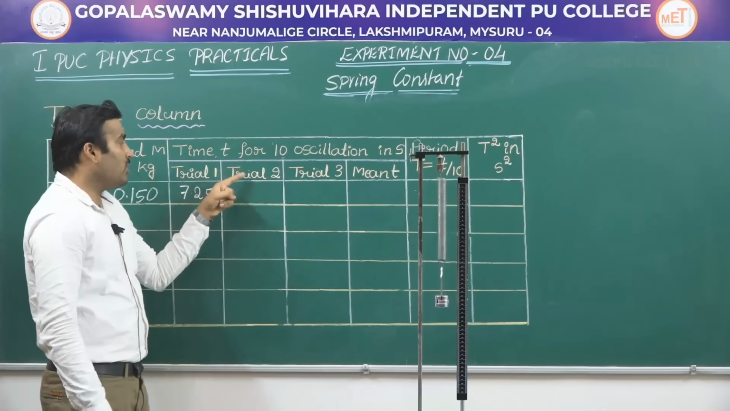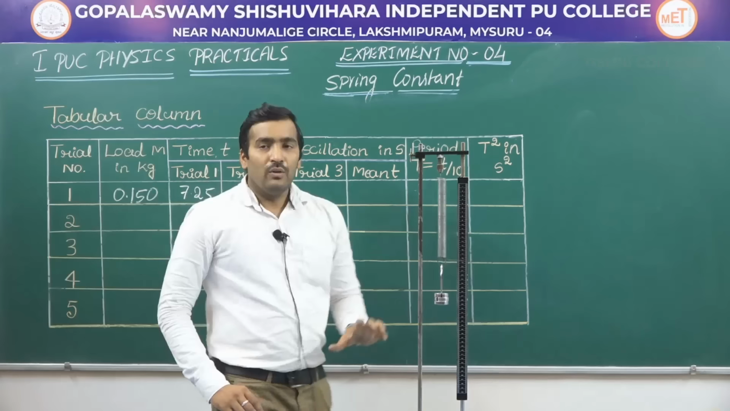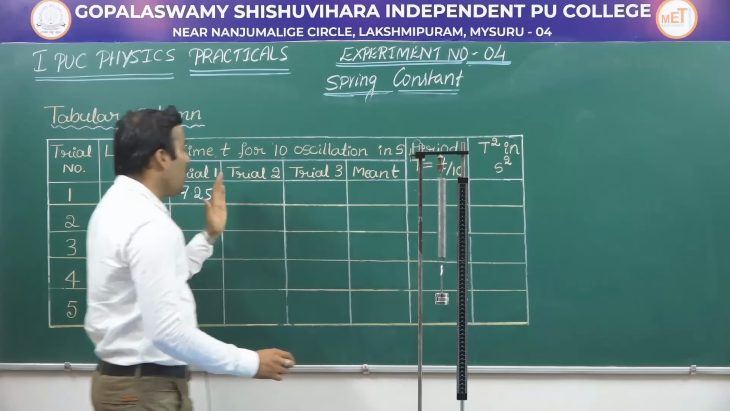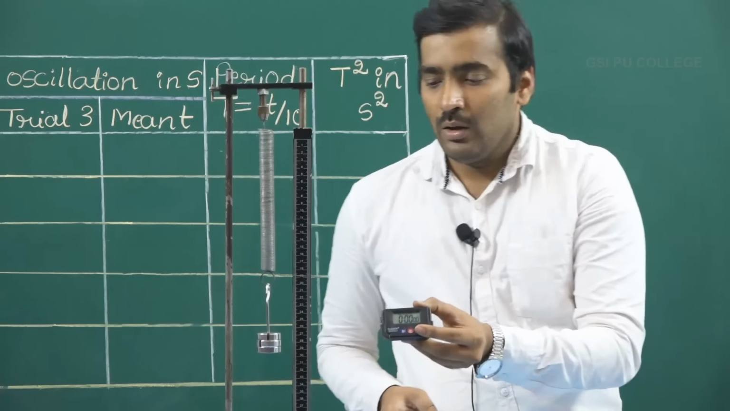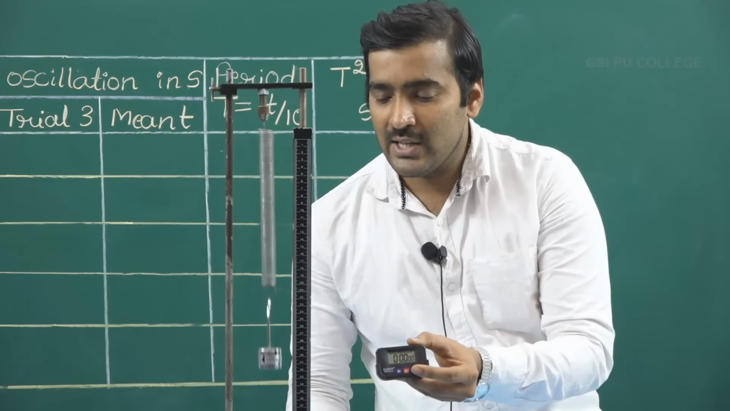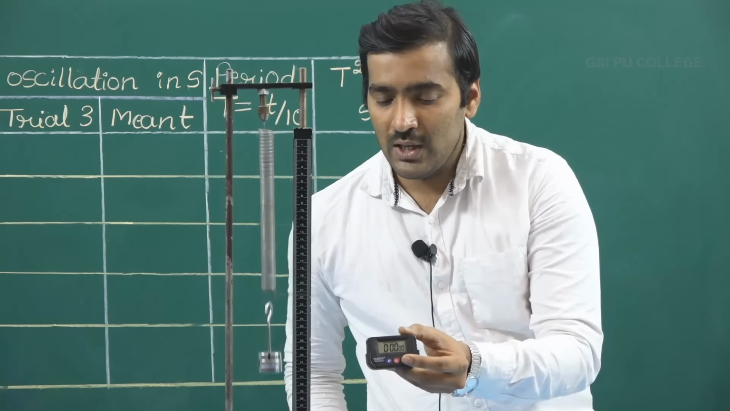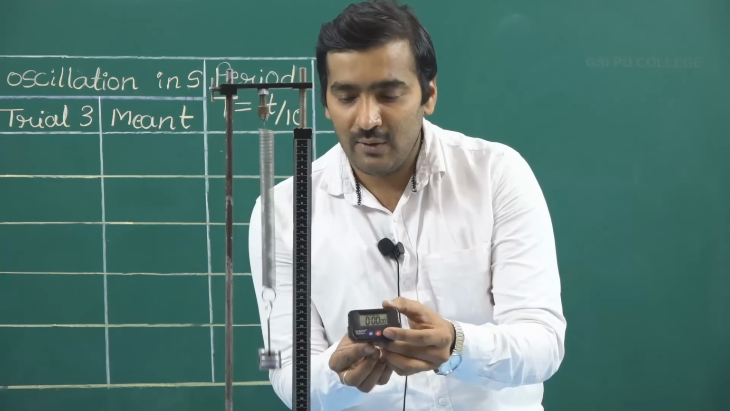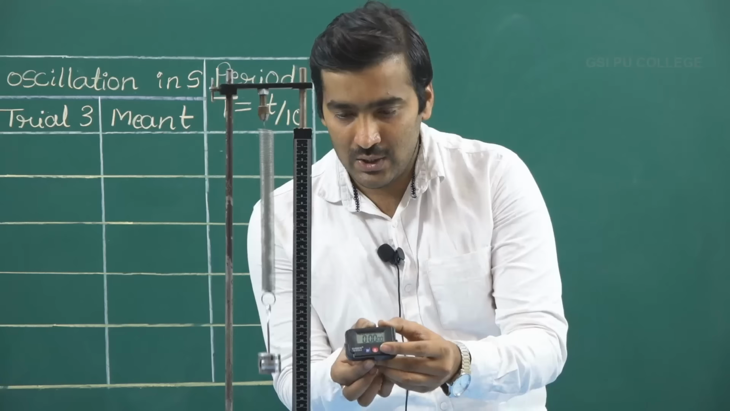Now let us perform trial number 2 and trial number 3. For the same load, let us take 2 more readings. Now let us do the second trial. Pull the load slightly and release it. Now it is performing vertical oscillations. Take the lower point as a reference and count for 10 oscillations.